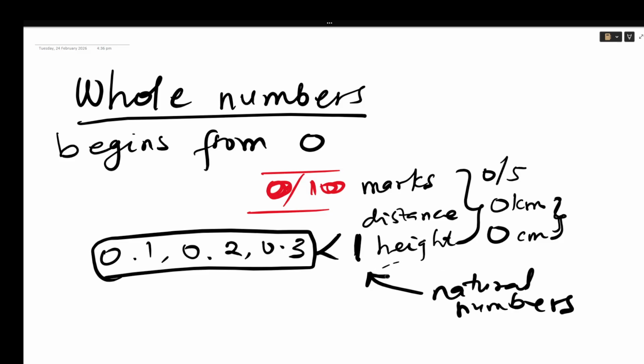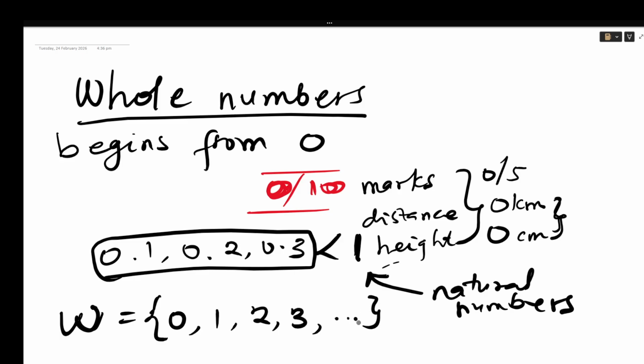1 is the starting point of natural numbers, and 0 is the starting point of whole numbers. So with that said, W, capital W, is the representation of whole numbers. Therefore, we can just begin with 0, then 1, then 2, then 3, and so on and so forth.